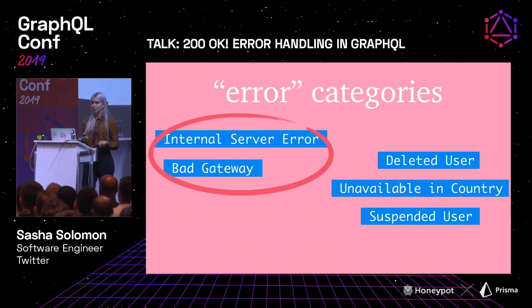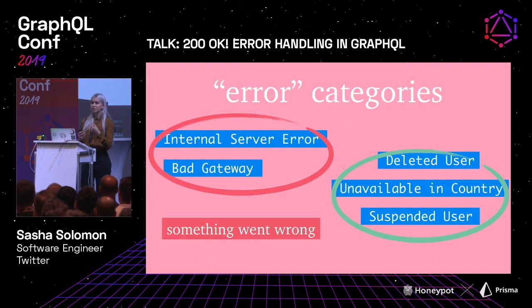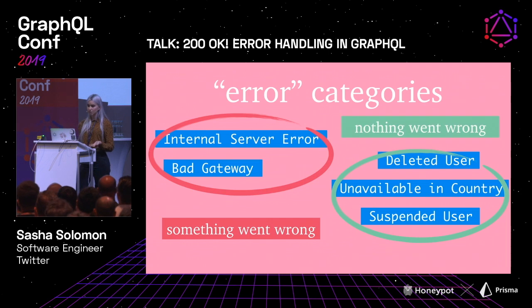So this first category, internal server error, bad gateway, things like that. And then this other category, deleted user, unavailable in country, suspended user. This first category is something where something obviously went wrong. This isn't good. And this other category, it seems like nothing really went wrong.